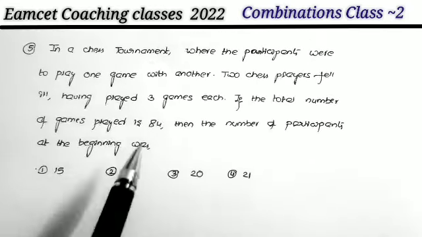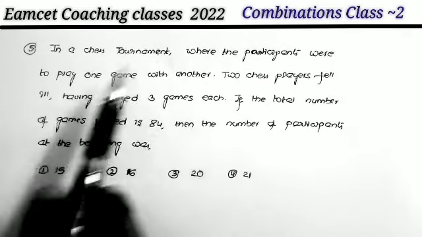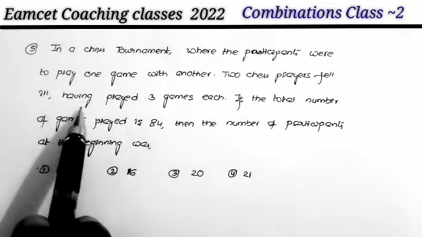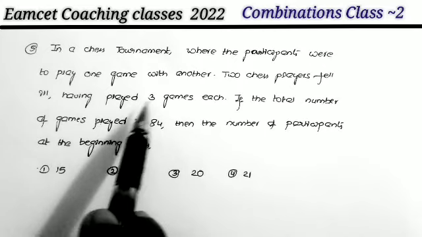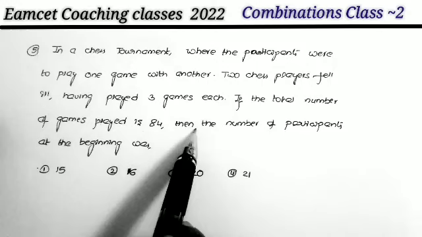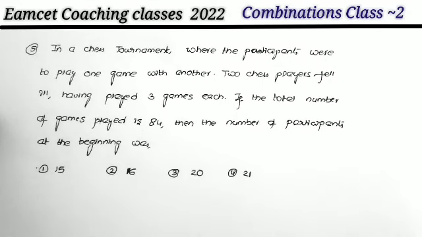Okay, so the next question. In a chess tournament where the participants were to play one game with another, 2 chess players fell ill having played 3 games each. If the total number of games played is equal to 84, then the number of participants at the beginning was... So what is the given question here?